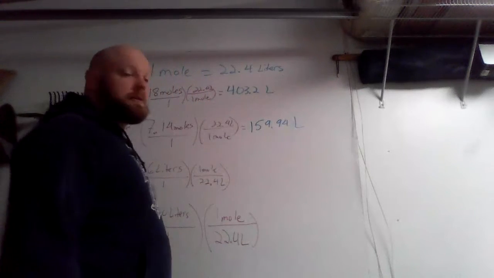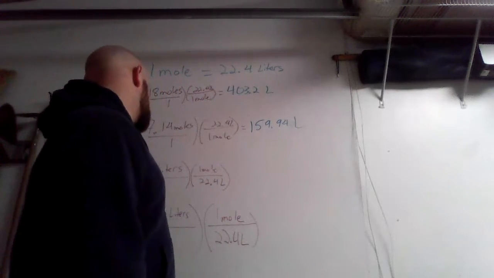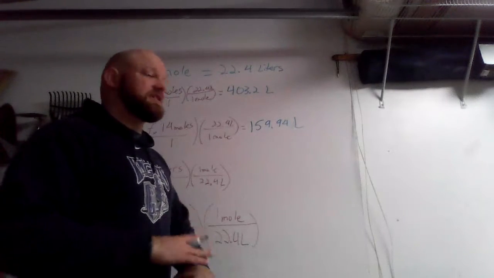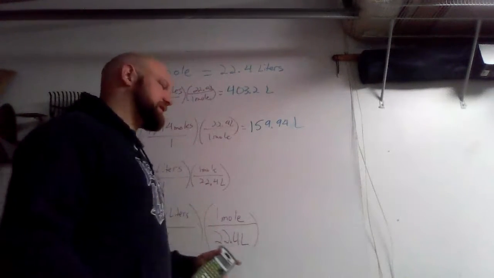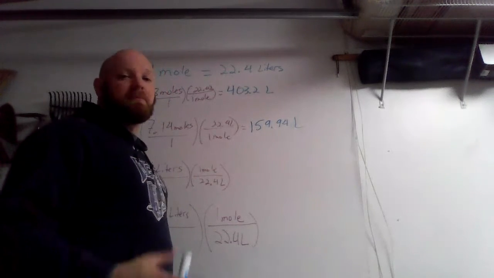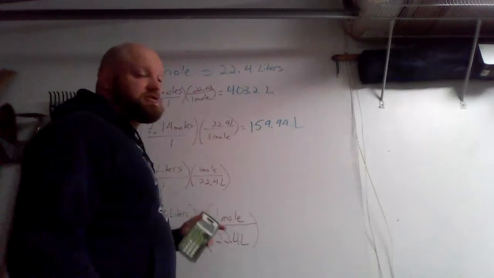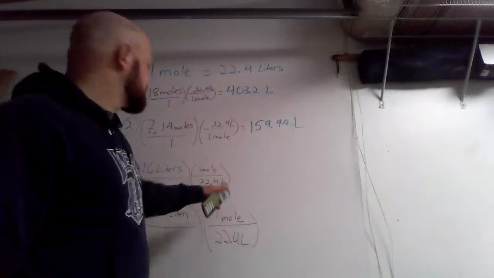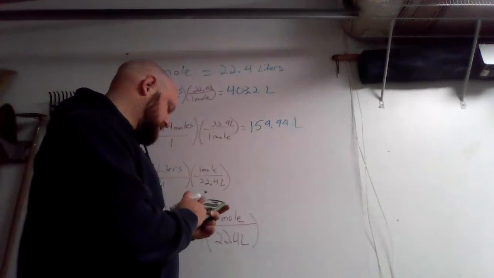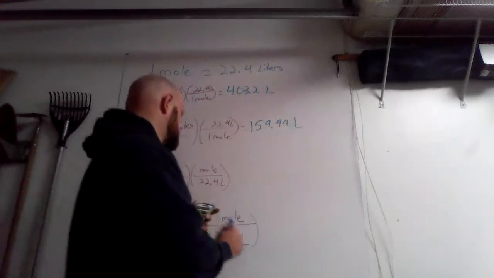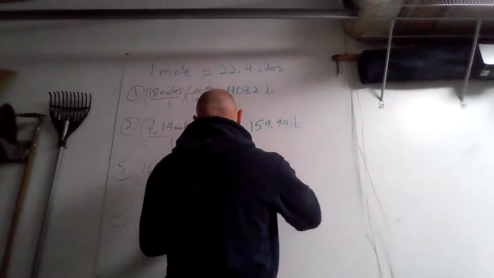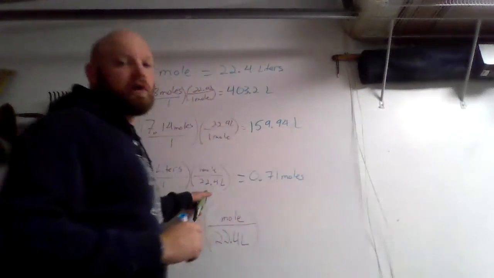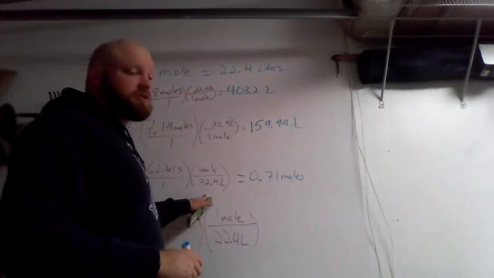Okay, I'm going to skip down to number 5. So this says if you have 16 liters of a gas, once again, the gas that's there does not matter. You can ignore that part completely. If I have 16 liters, how many moles is that? So since I do not have moles, I divide. Or you could bring liters, and liters cancels going down. So I do 16 divided by 22.4 equals 0.71 moles.